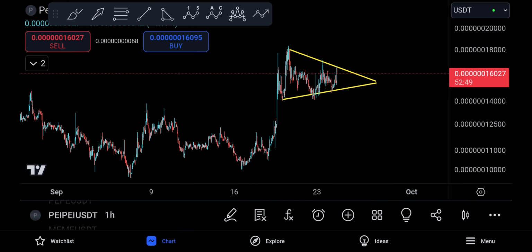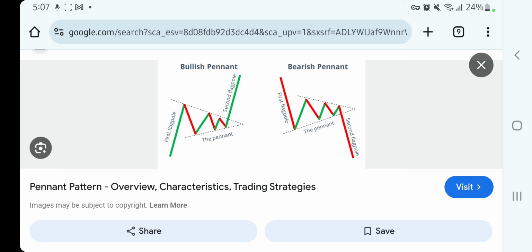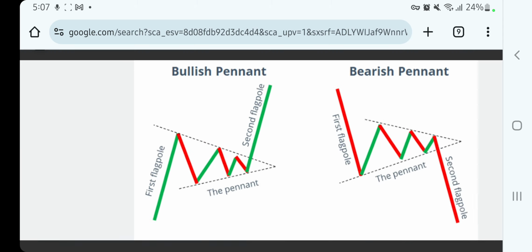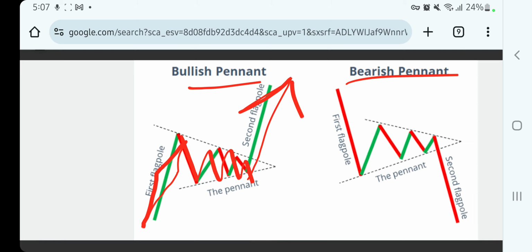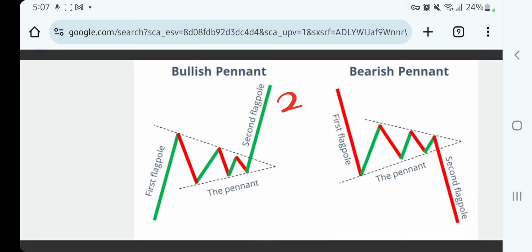And now I'm going to dive back into the 1 hour time frame just to show you for clarification how this looks. For more information about the pennant, just a quick Google is going to teach you a lot. So bullish pennant, bearish pennant. You move first with the flagpole to the upside, then the pennant itself where you have the sideways movement, and then you have the second pole. So is the second pole going to really work out or not? That's the main question.